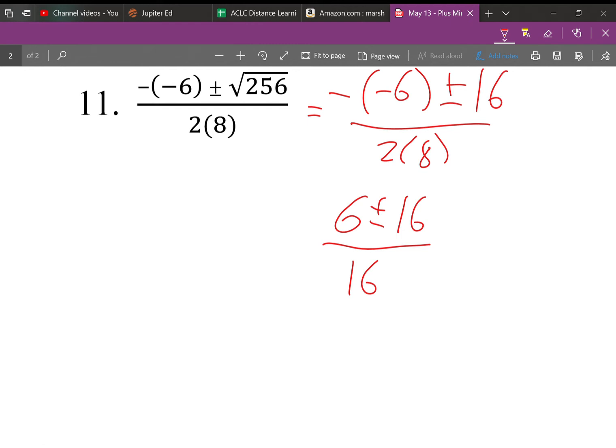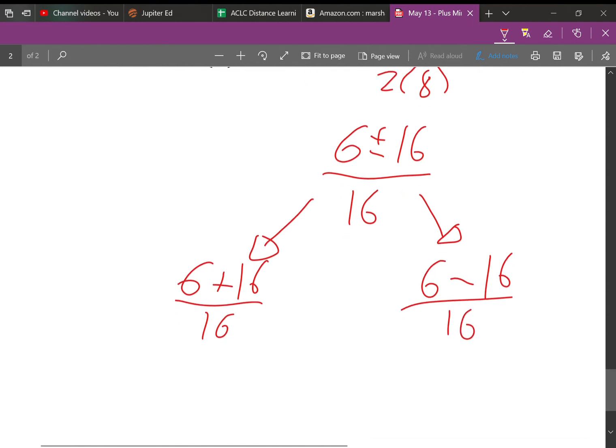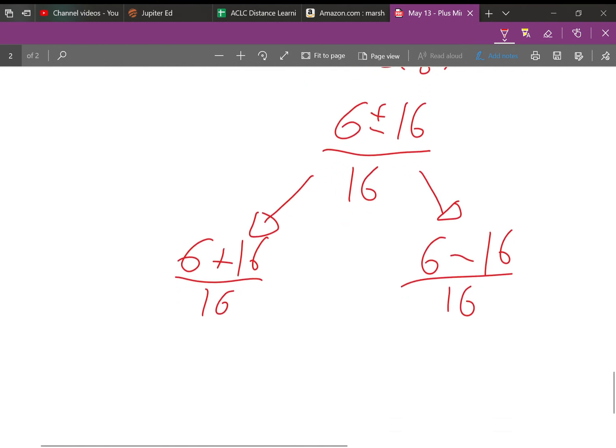And what I mean by split it, I mean we have this plus or minus symbol. So before I can do 6 plus or minus 16, well really I can't do it at all. I have to split it into two separate equations. So this becomes 6 plus 16 over 16, and separately 6 minus 16 over 16. And those are the two things I have to do separately.